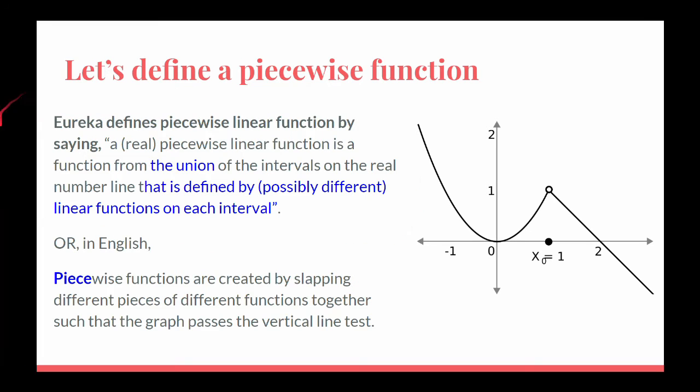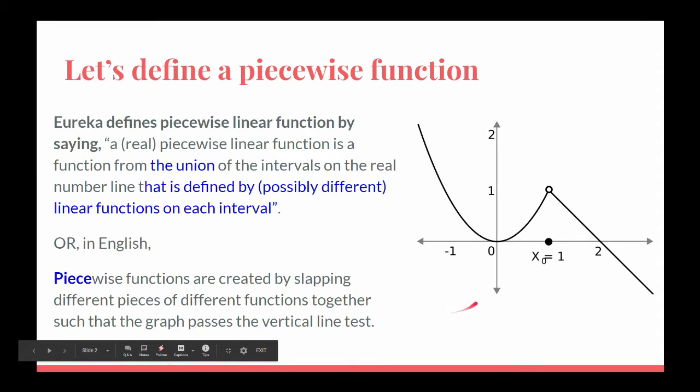Eureka has a very special and specific definition for piecewise linear functions. It has great language. I can't stress enough. Eureka uses very specific mathematical language, and I love that, but I also hate it because sometimes it's really difficult to understand. So let's break down what this is talking about. It says, a real piecewise linear function is a function from the union of the intervals on the real number line that is defined by possibly different linear functions on each interval. Ooh, lots of words. So a piecewise linear function is a function from the union of intervals.